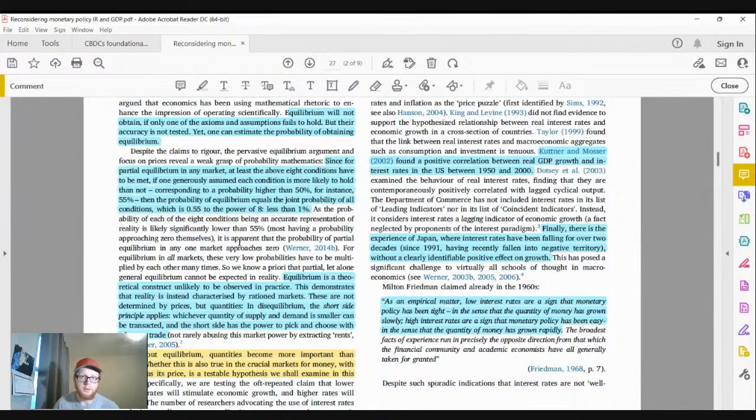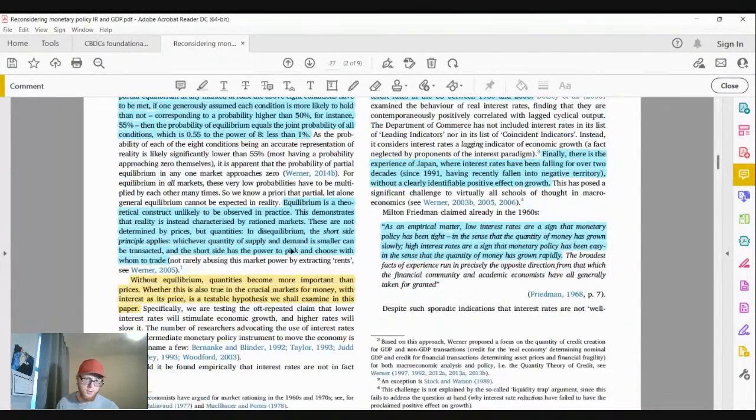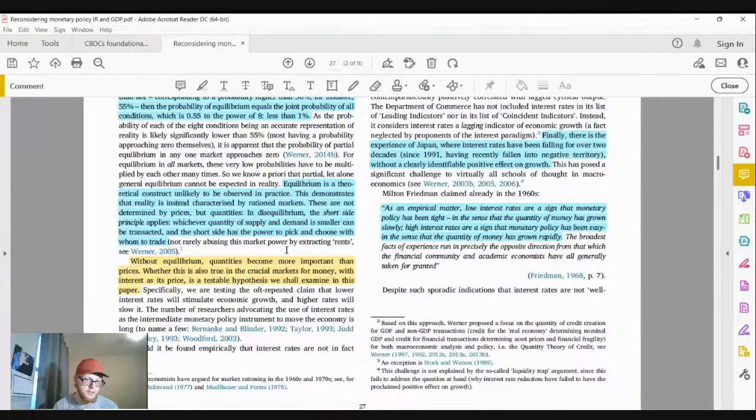I guess basic probabilities when you're actually adding them up for multiple cases. And so that's 0.55 to the power of 8, which is less than 1%. Basically saying that you have a less than 1% chance for all 8 of these instantaneously held to be true. Therefore, equilibrium is a theoretical construct unlikely to be observed in practice.